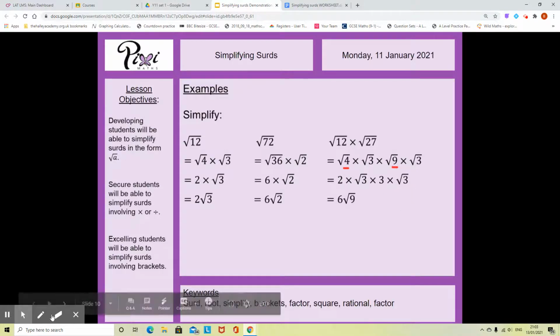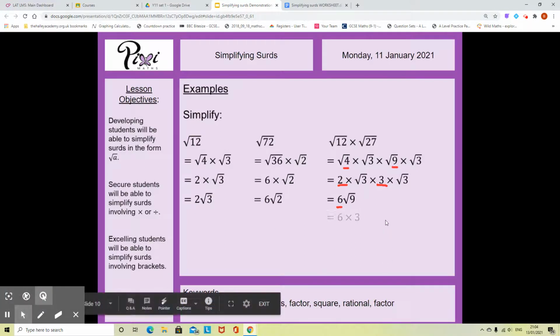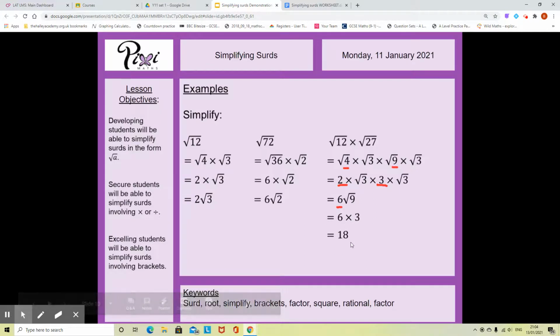Now, 2 multiplied by 3, as they're both rational because they don't have a square root sign, gives us 6. Square root 3 multiplied by square root 3 gives us square root 9. As you may realize, square root 9 can be converted into a rational number, which is 6 multiplied by 3, which gives us 18.